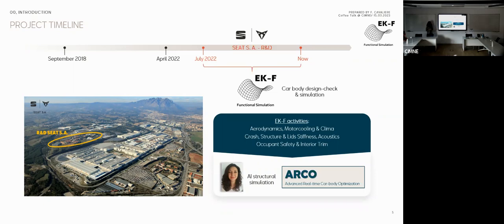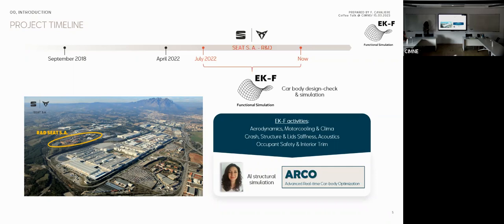And specifically, I'm into the IKF, which is the department where we care about car body design check and simulation. So we have different activities that we develop there. Basically, we do design the car body structure of our vehicles, and we care about aerodynamics, crash, structure, fitness studies. And in my case, I joined the department with the role of artificial intelligence structural simulation, in the sense that we are trying to include in our activities now some new machine learning based and artificial intelligence based methods. So kind of enhance our simulation activities by means of new machine learning or artificial intelligence method.